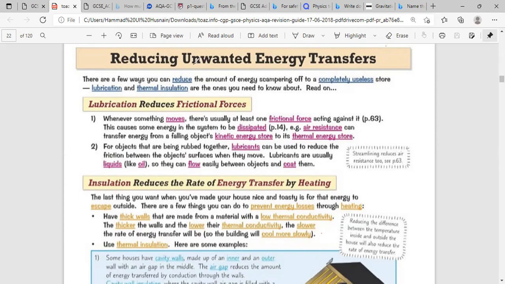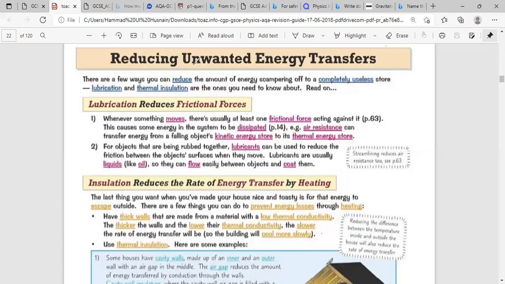Now we are going to study how we can reduce those losses, or how we can make full use of our energy. We can never make full use of energy. Keep in mind that there must always be some losses. Practically it can never happen that the energy is completely transferred to a useful energy store. So the losses cannot be removed, but they can be reduced. We will see how we can reduce these energy losses.